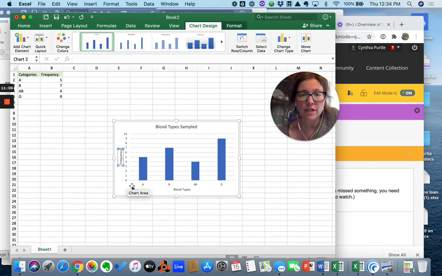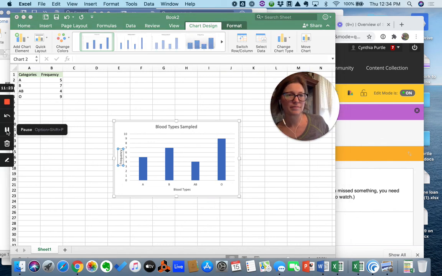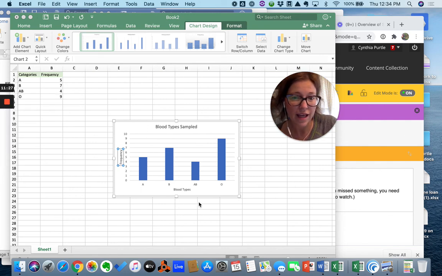I want to make sure that if I'm doing this by hand, I've got these numbers labeled, all of that. When you're doing categorical data, these aren't numbers. These A, B, O, those are not numbers. Don't have your bars touch. Keep them separate. And the same is true with a pie graph. You want to have everything labeled.